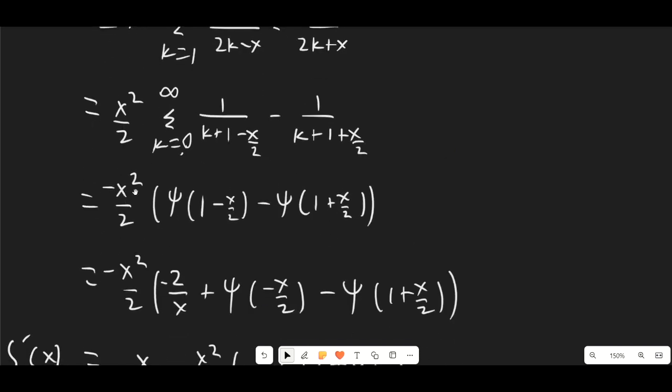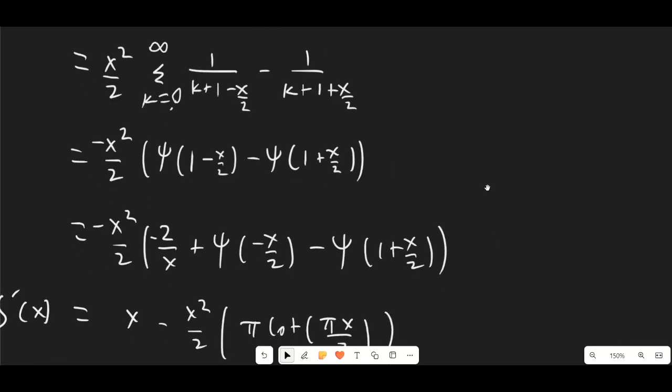So overall, we get negative x squared over 2 times digamma of (1 - x/2) minus digamma of (1 + x/2). And if you're wondering how this turns into that, just plug these two into the definition of the digamma function as a summation, and you'll see why this works.